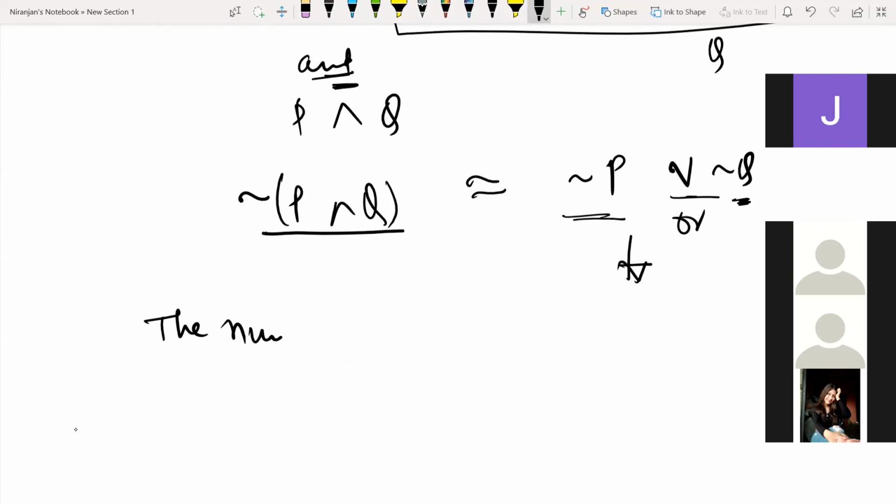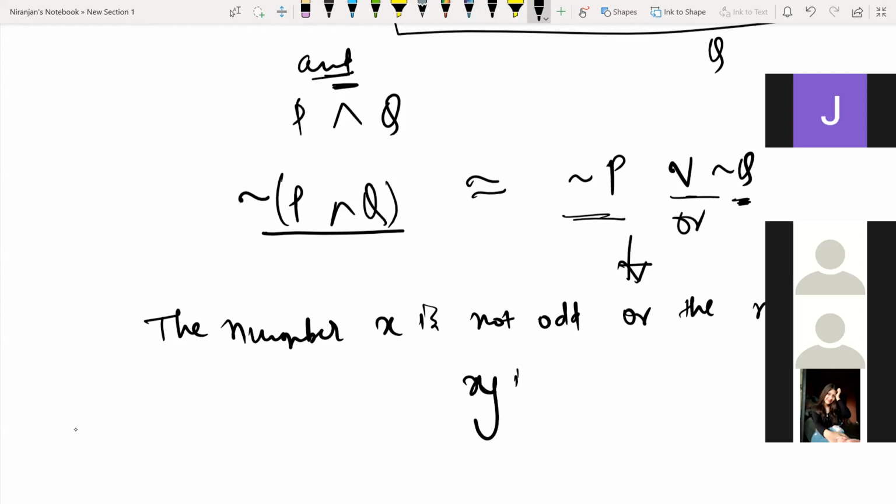So the number X is not odd, or the number Y is not odd. Guys, now I want you to be very, very careful right here. Now you must be thinking, if it is not odd, then it must be even. That's totally fine. I'm not denying that fact. But look at the options. Always look at the options.